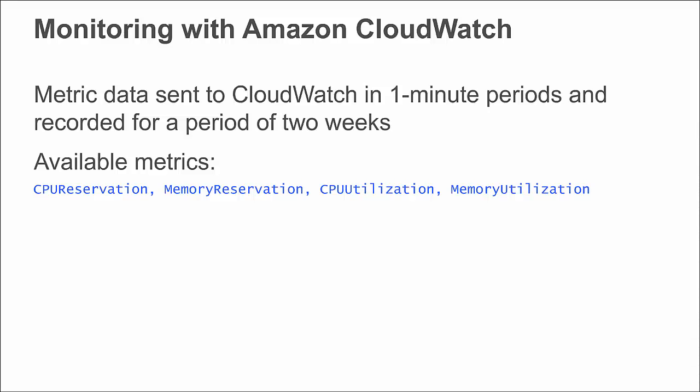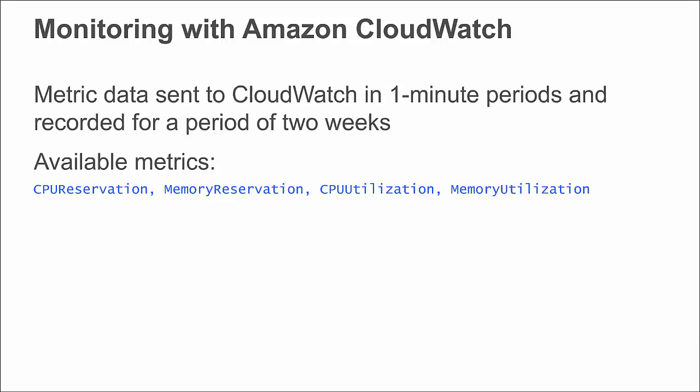Cluster reservation metrics are measured as the percentage of CPU and memory that is reserved by all Amazon ECS tasks on a cluster when compared to the aggregate CPU and memory that was registered for each active container instance in the cluster. Cluster utilization is measured as the percentage of CPU and memory that is used by all Amazon ECS tasks on a cluster when compared to the aggregate CPU and memory that was registered for each active container instance in the cluster. These metrics are collected once a minute and stored for a period of 2 weeks.